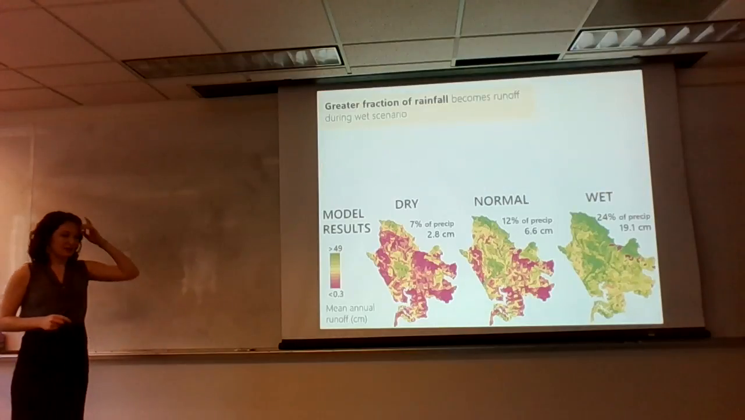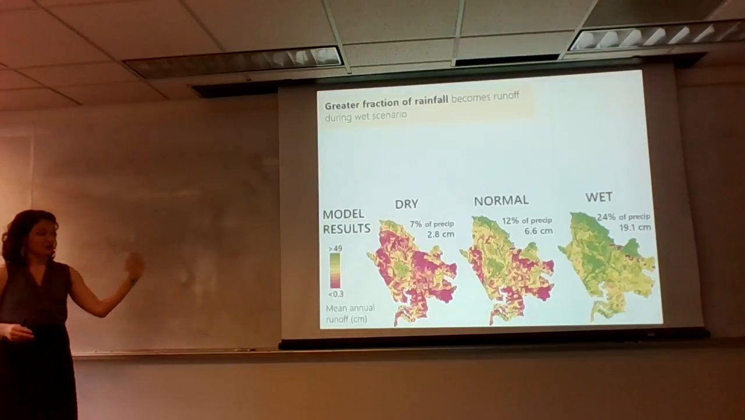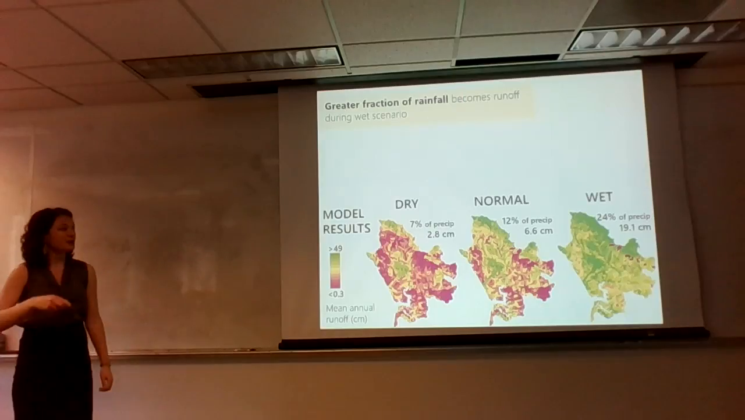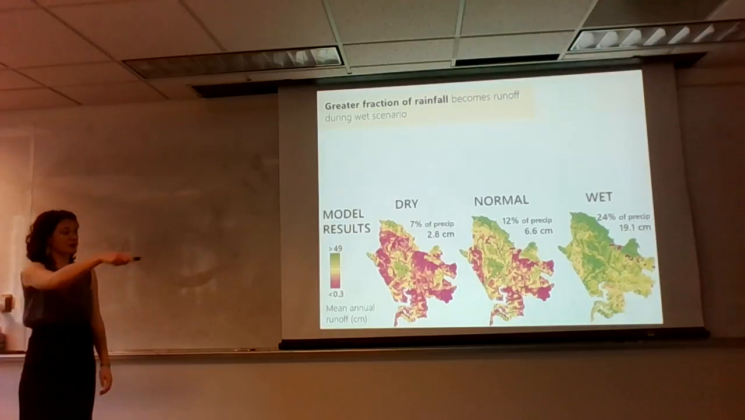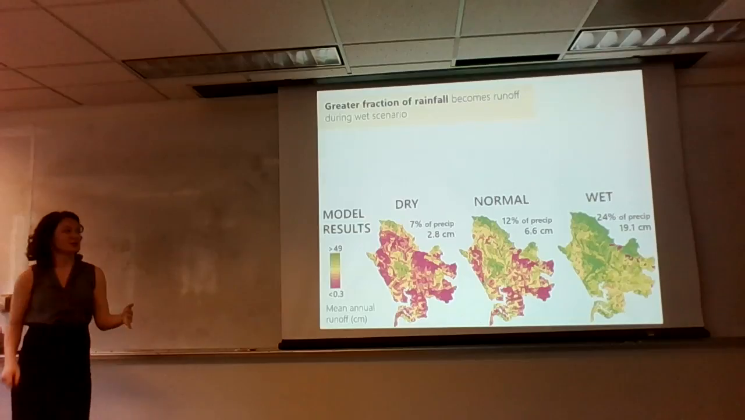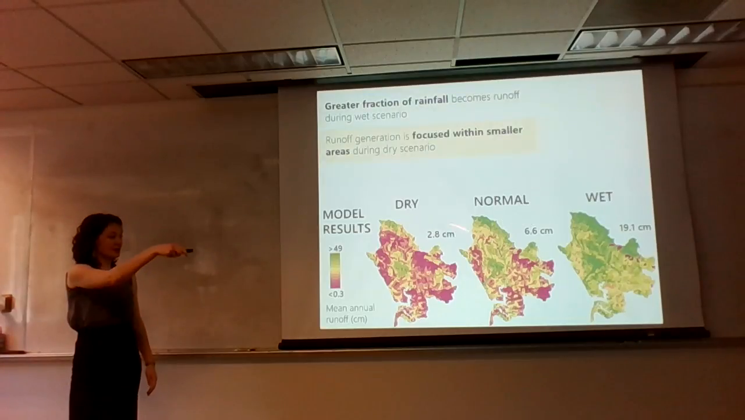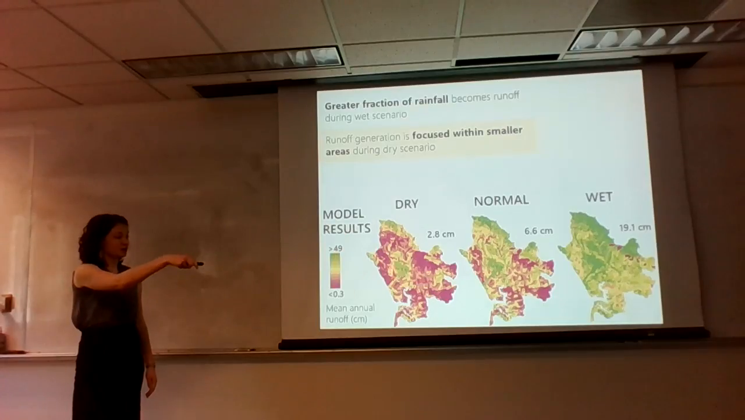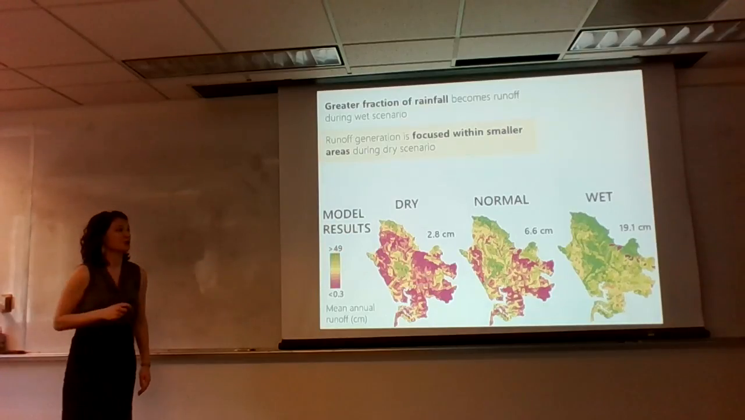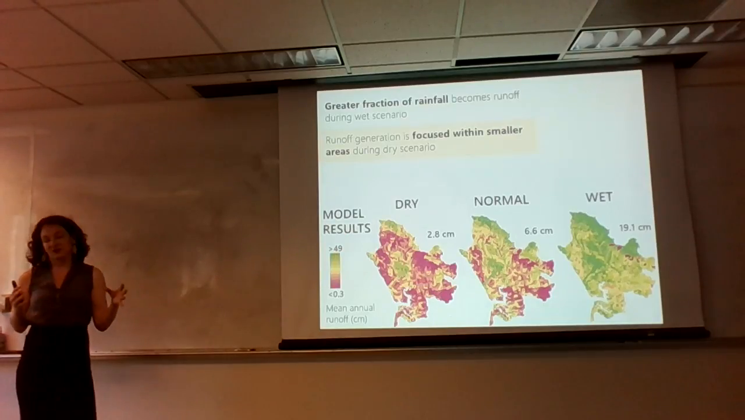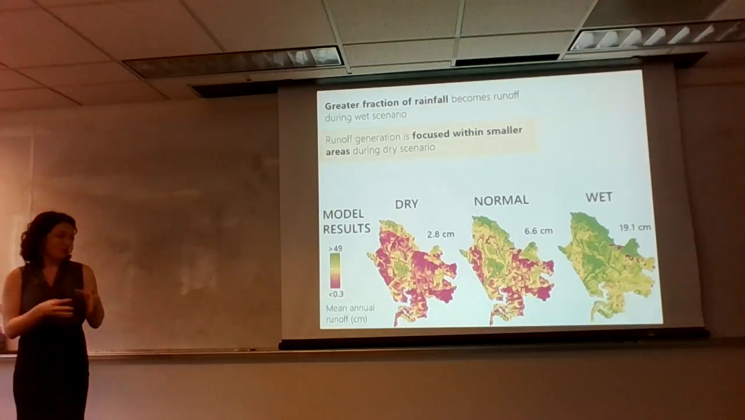A few key takeaways from the runoff data under these three climate scenarios. There's a greater fraction of rainfall that becomes runoff during the wet scenario compared to the dry scenario, 24% versus 7%. But during the dry scenario, there are parts of the basin that do have significant runoff generation, these green and dark green HRUs. It's just that significant runoff generation is focused within a much smaller area.